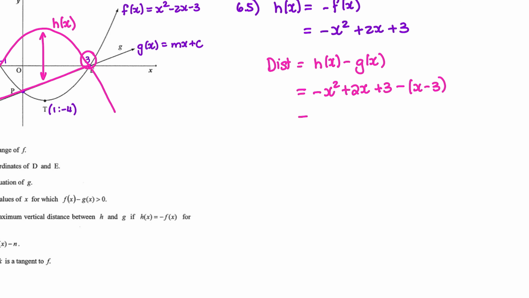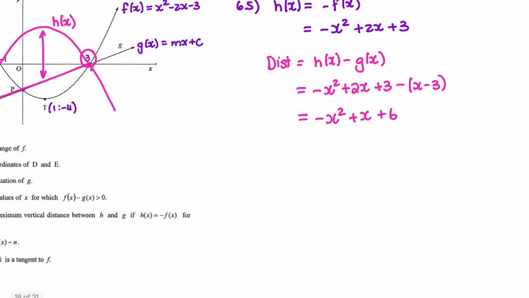So I have a new equation for the vertical distance, and that is negative x squared plus x plus 6. So when I simplify, I have negative x squared plus 2x minus x, that becomes plus x, and then plus 3 minus minus 3, which becomes plus 3, and that's where the plus 6 comes from.